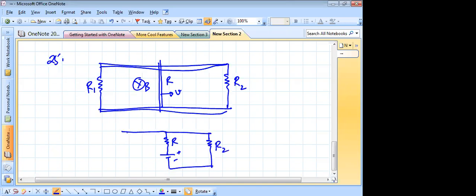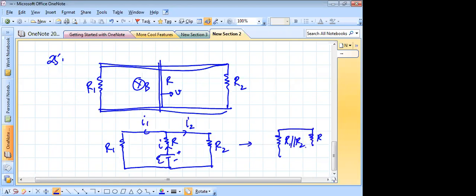R2, R1. ये हो गया ना बेटा? Now understood now? So this current is I. It will split into I1 and I2. It's a parallel combination. So your equivalent circuit is like this thing. R1 parallel R2 in series with R and the cell. So this is your I. So is it clear, beta?